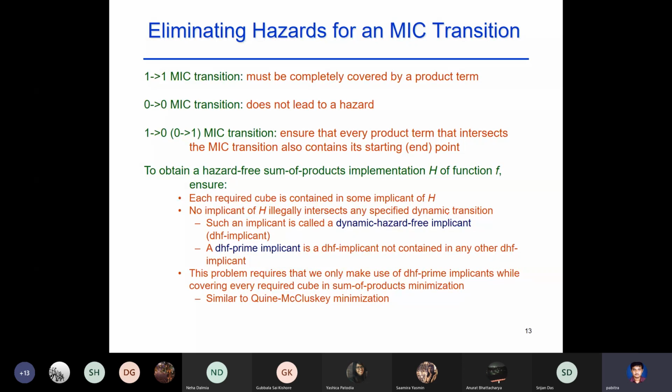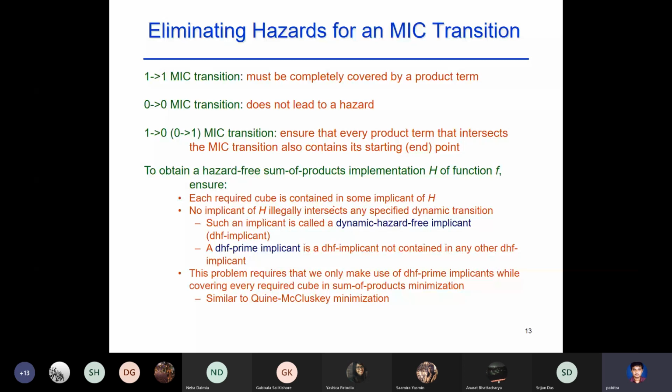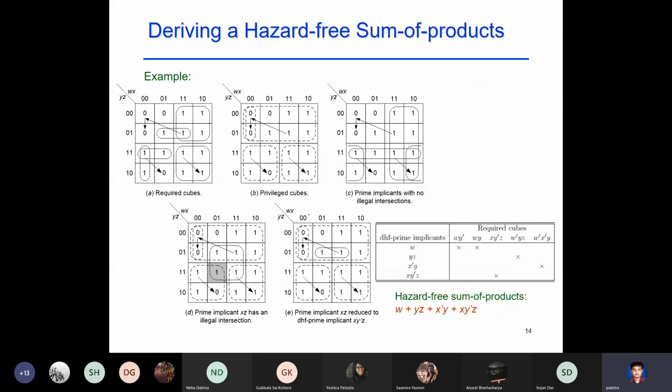So to find this, earlier I told you that you simply need required cubes, a covering product term, and to add an additional AND gate. But here you have to look at something more for MIC. You have to look at DHF implicants, dynamic hazard-free implicants. The problem of finding dynamic hazard-free implicants requires a Quine-McCluskey type of minimization. So here is an example which you can see.